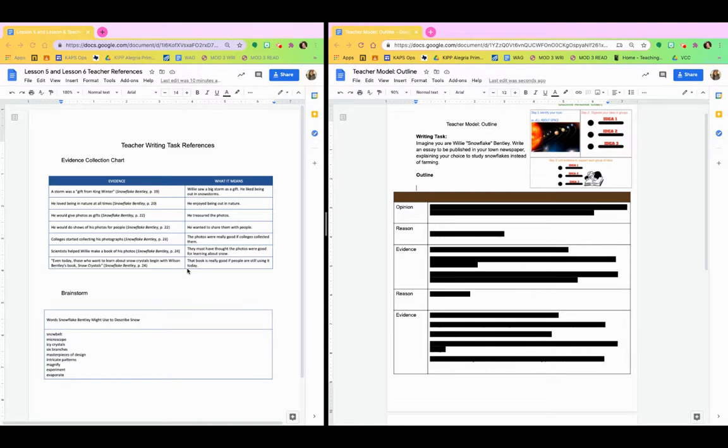So let's get started. Step 1, you need to identify your topic. If you aren't sure about your topic, you can find it by looking at the prompt. In an opinion essay, your topic is your opinion, or in this case, Willie's opinion. I will write Willie's opinion in the first box of my outline where it says opinion. Just a refresher of my prompt, it says, imagine you are Willie Snowflake Bentley. Write an essay to be published in your town newspaper explaining your choice to study snowflakes instead of farming.